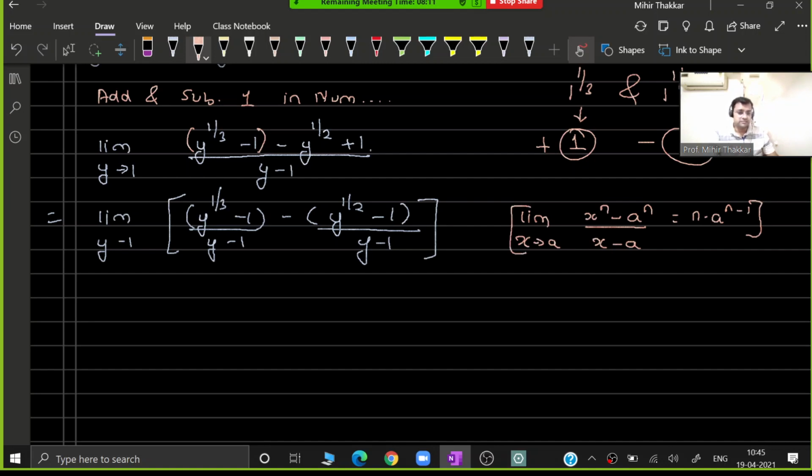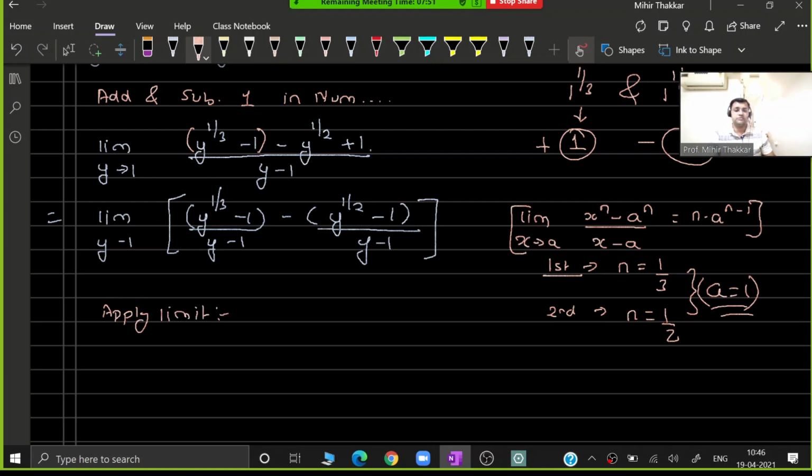For the first term, n is 1 by 3. For the second term, n is 1 by 2. In both the cases, a is fixed, it is 1. So therefore, you just have to write down applying limit. And guys, when you apply limit, you just have to substitute this formula in the answer.